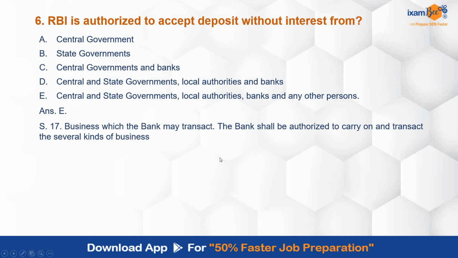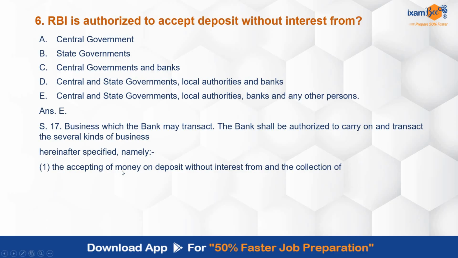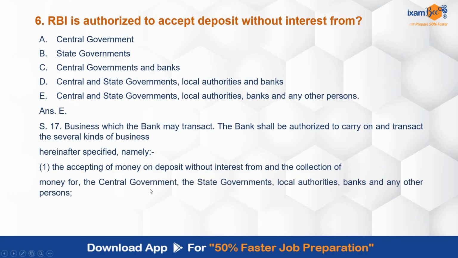The business which the bank may transact, that is covered under Section 17. Banks shall be authorized to carry on and transact several kinds of businesses, accepting money on deposit without interest from and collection of money for central government, state government, local authorities, banks and any other persons. That has been specifically mentioned here. As it is, ये question यहाँ से pick किया गया है.